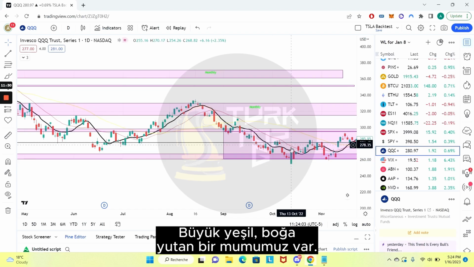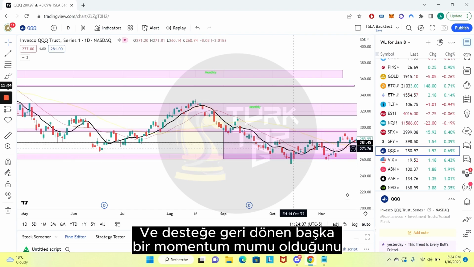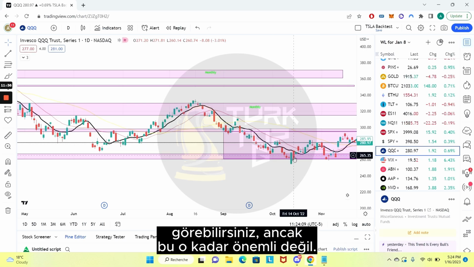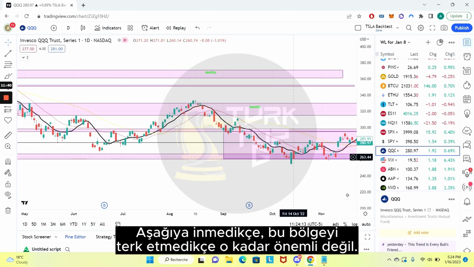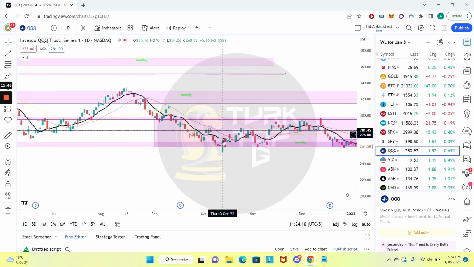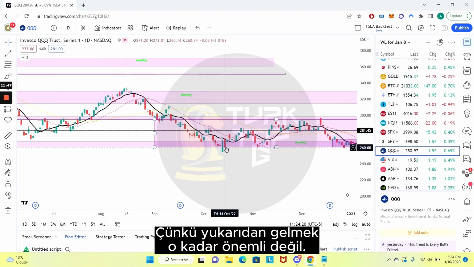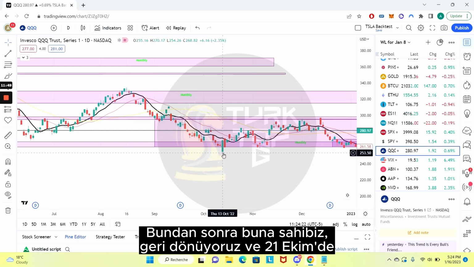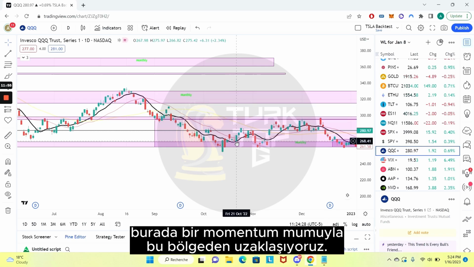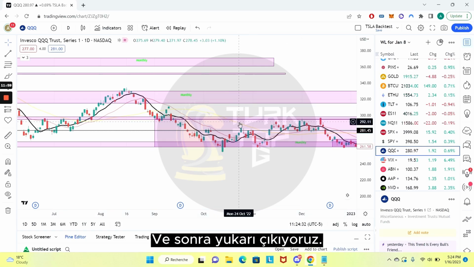We have a big green bullish engulfing candle, and you can see there's another momentum candle back into support, but it's not as important. Unless it breaks below, unless it leaves this zone, it's not as important, because coming from above, it's not as important. So we have this. After that, we go back and we push away from this zone with a momentum candle here on 21st October, and then we go up.